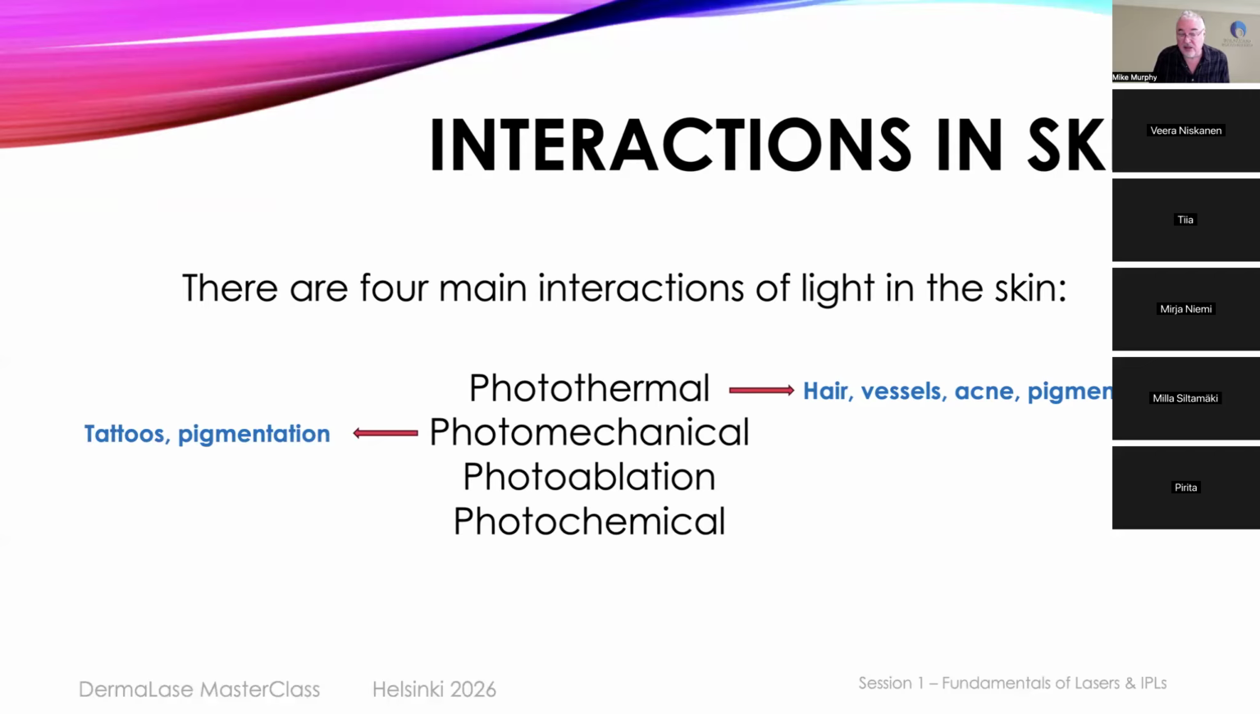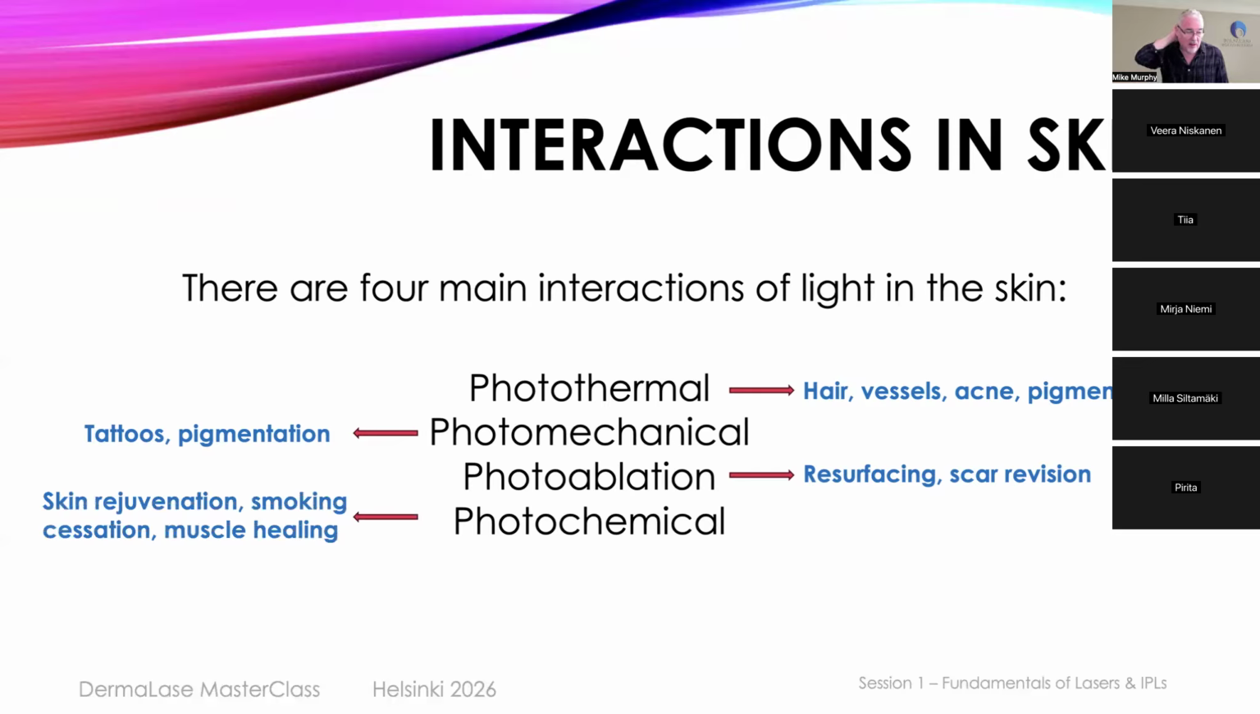So pigmentation actually can be treated by a wide range of lasers, and we can use either the photothermal reaction or the photomechanical reaction. Photoablation, we tend to use CO2 and other machines to give us resurfacing and scar revision and suchlike. And then photochemical, low-powered, usually LEDs or low-powered laser diodes. And we can use that for rejuvenation, smoking cessation, muscle healing, and what have you. Okay, so these are the four main interactions in the skin.